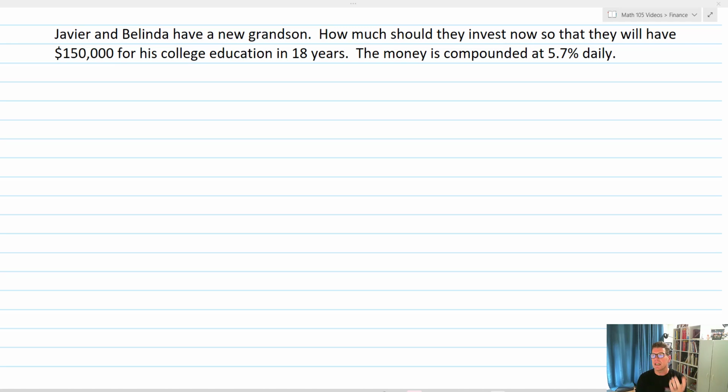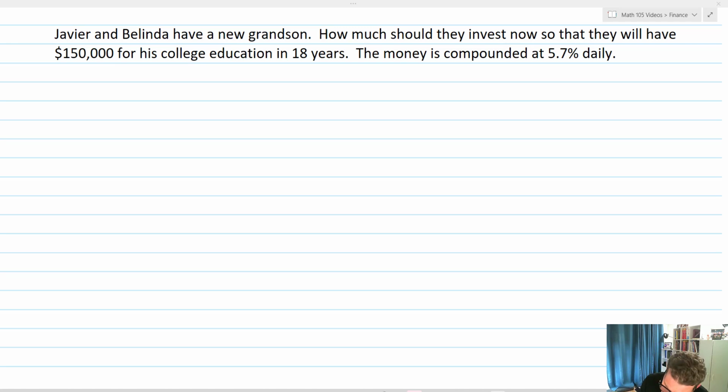Let's say Javier and Belinda have a new grandson. How much should they invest now so that they will have $150,000 for his college education in 18 years? The money is compounded at 5.7% daily. Now, if I think about this, what I'm looking for is how much money I should put into the account so that at the end of that time, that money plus its interest will end up being $150,000, if this is the information that we have.